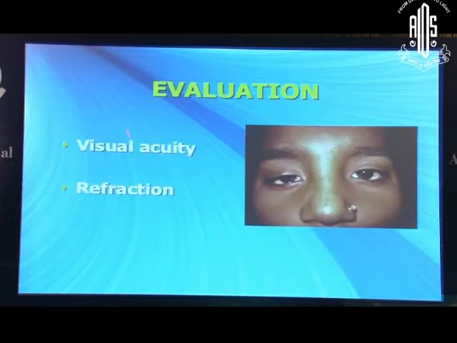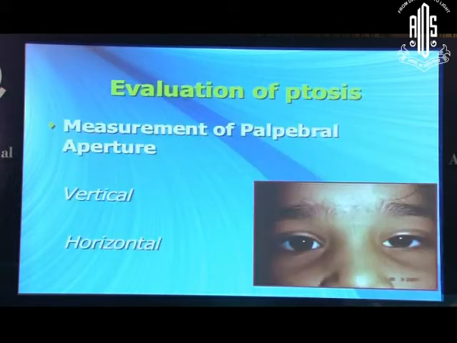It is important to assess the visual acuity and refraction, not just as in any other case, but we do know that cases of congenital ptosis tend to develop astigmatism. Many of them may tend to develop an amblyopia as a result of altered stimulus that they get, or there may be a stimulus deprivation in those infants where there is a severe ptosis.